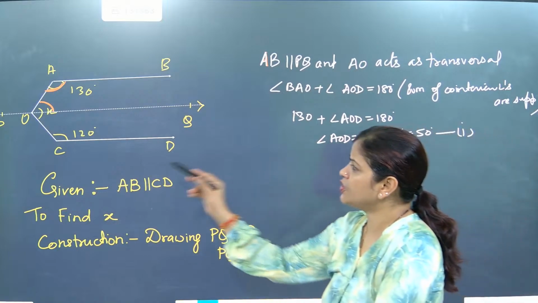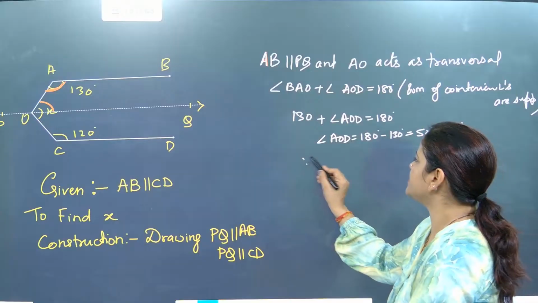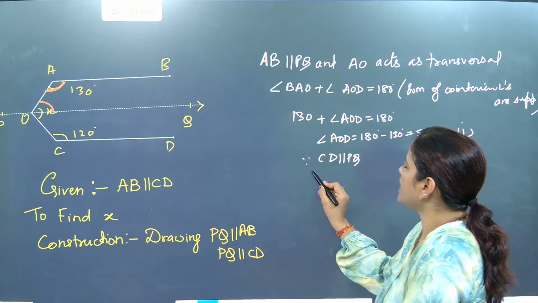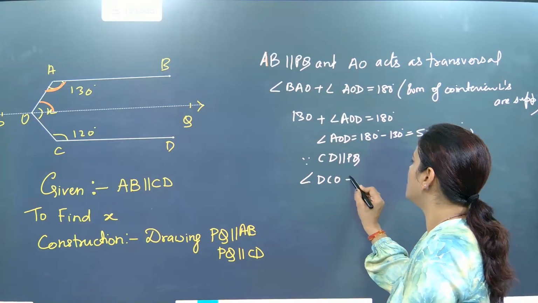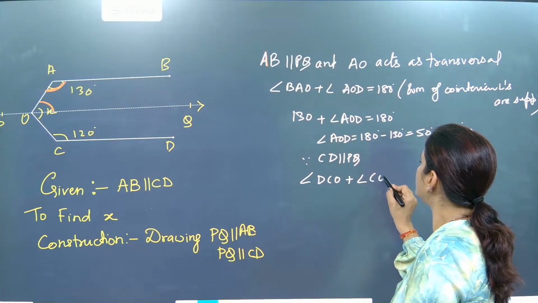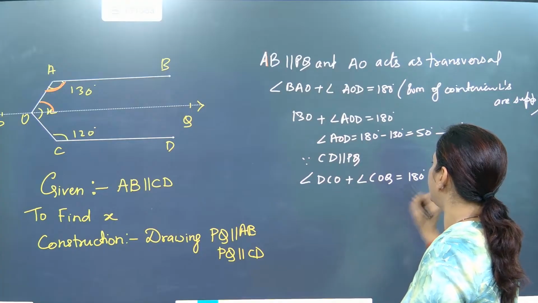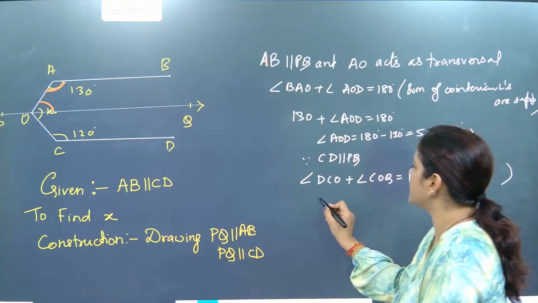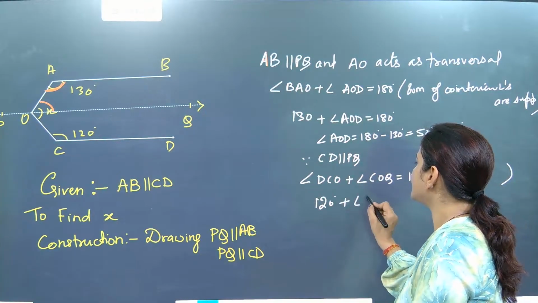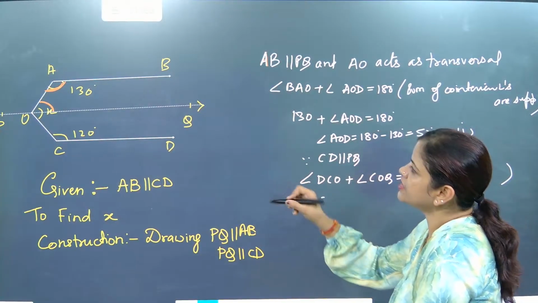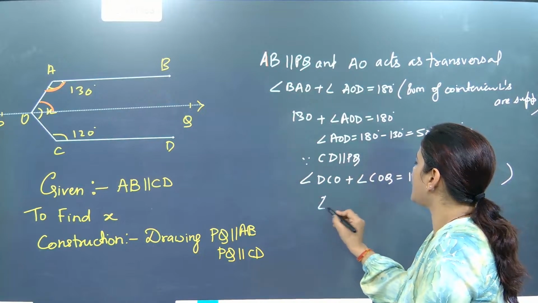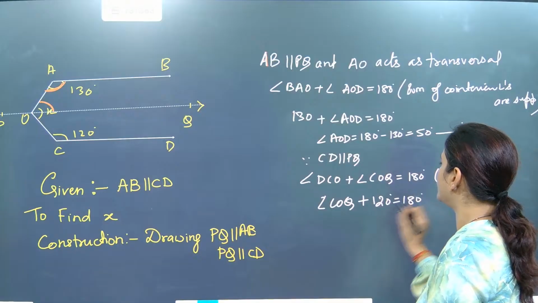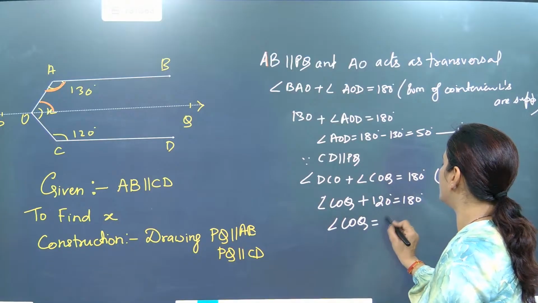Now we will take PQ parallel to CD. So now second step is, since CD is parallel to PQ. Now you take angle BCO plus angle COQ is equal to 180 degree. Understood? Same concept. I put dash so that you can understand that same thing is there. So 120 degree plus angle COQ, sorry, BCO now, COQ we have to find. So angle COQ plus 120 degree equal to 180 degree. So angle COQ is equal to 60 degree.